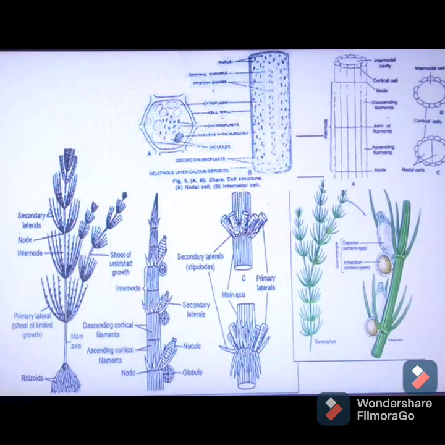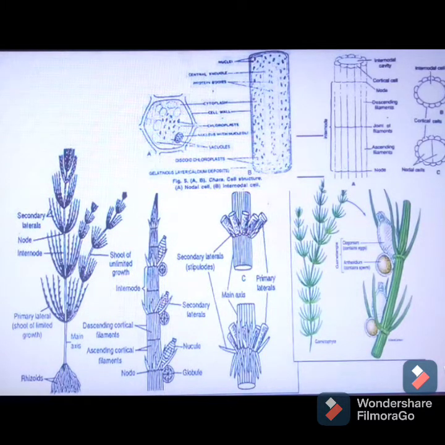Its central part consists of a single elongated cell called the axial cell, or it is also called the internodal cell.